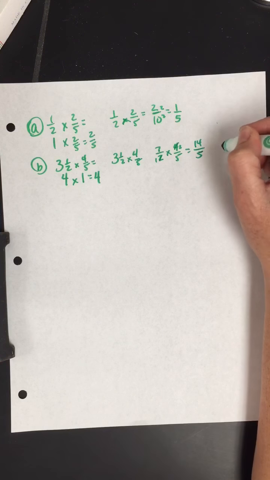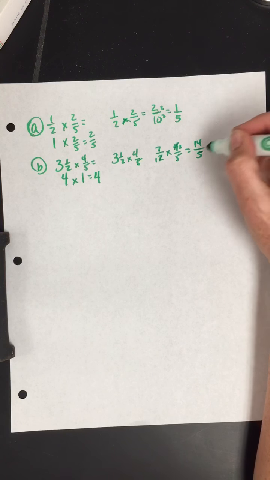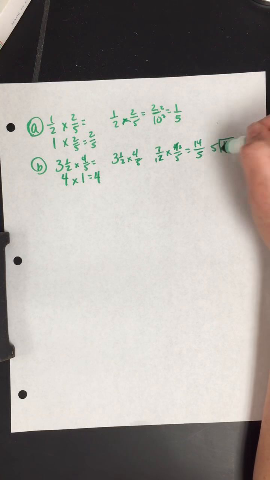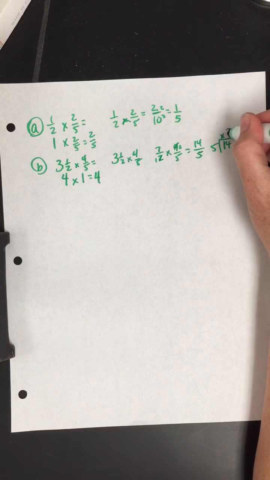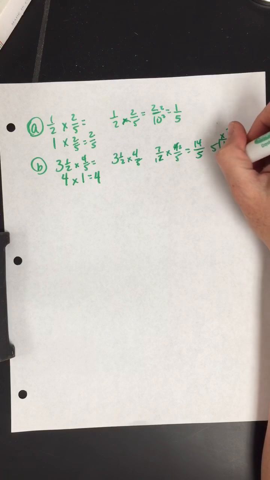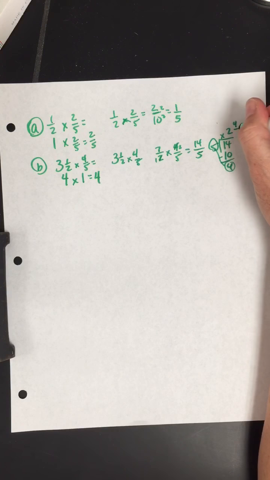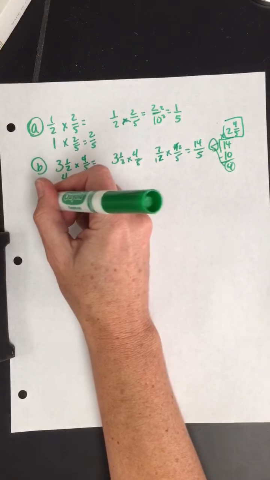We cannot leave our answer like this, so we do 14 divided by 5. The top number always goes in the house. The bottom number always goes on the outside of the house. 5 does not go into 1. 5 into 14 goes 2. We put our remainder over our divisor, and we come up with an answer of 2 4/5.